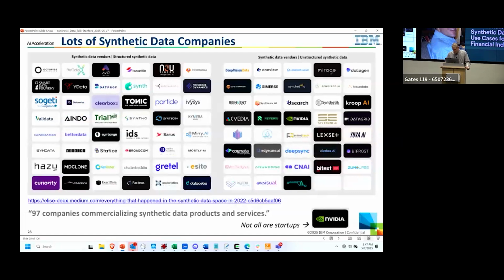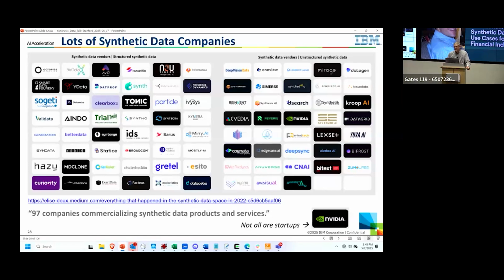Okay, so we're hardly the only ones doing synthetic data these days. The slide's a couple of years old, but it was all the companies somebody found in the space at that point, and I think there were 97 of them. Most of them are startups, but there's some big players like NVIDIA that you see at the bottom here. And in fact, you may have noticed that NVIDIA bought Gretel in March for $320 million. So it's definitely an active space at all levels.